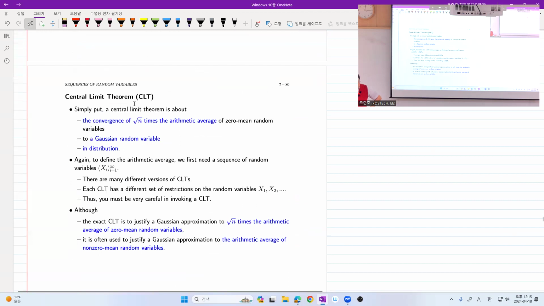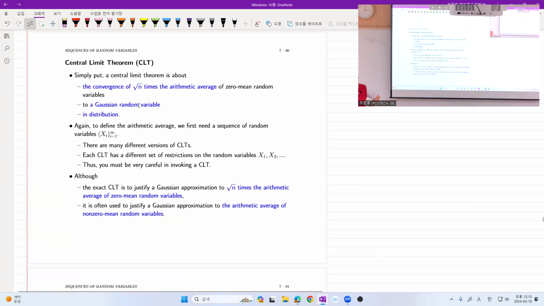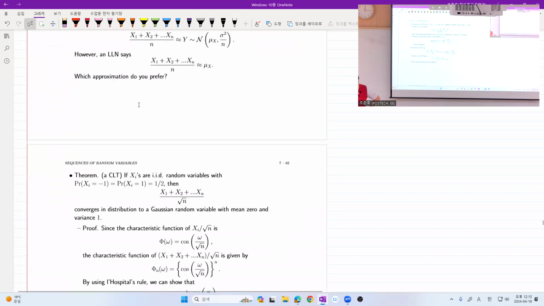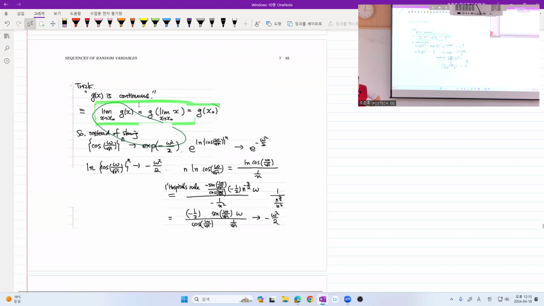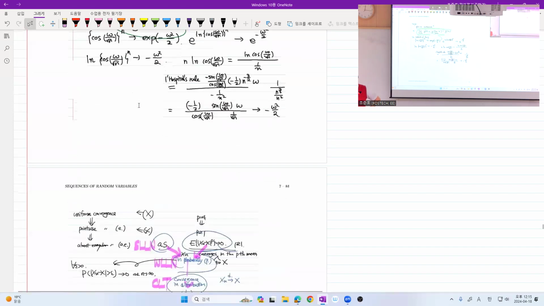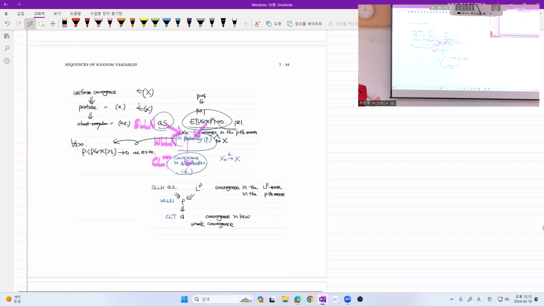And Dr. Joe, it is time to wrap up. There is a central limit theorem example, and this is too tricky. Let me skip. This is covered.